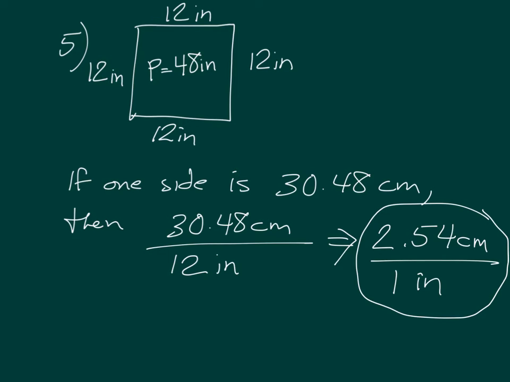What the problem told me was that one side of the square is 30.48 centimeters. One side, not the whole square. That's the reason I had to find each side here in inches. So to find how much a centimeter is in terms of inches, I have to divide 30.48 by 12 inches. When I do that, I get 2.54. So that means there's 2.54 centimeters in an inch.